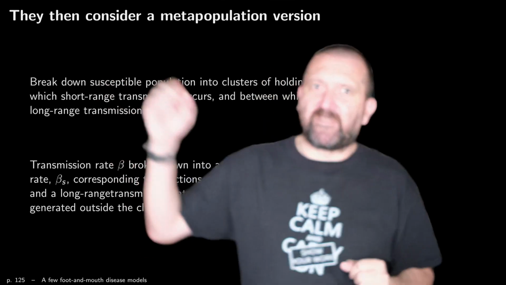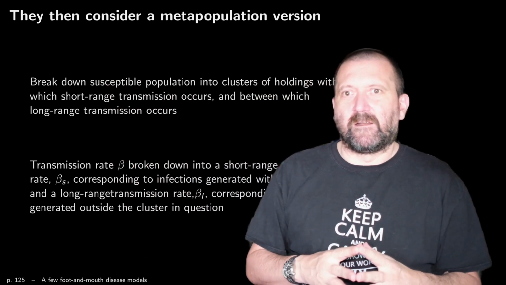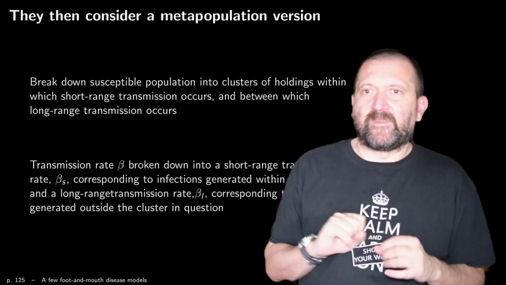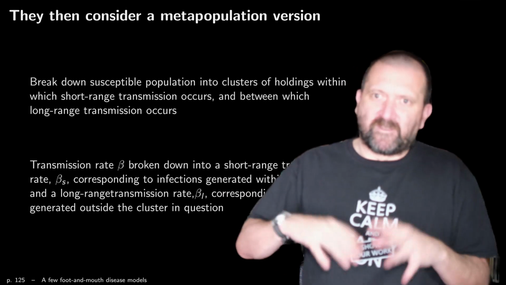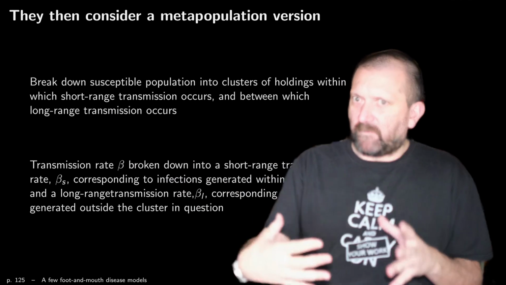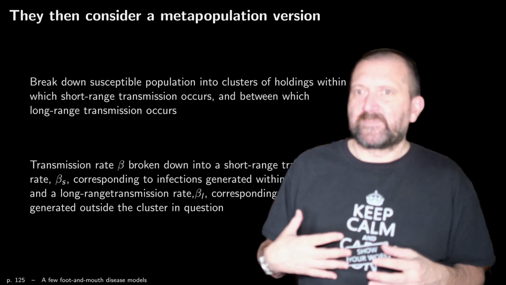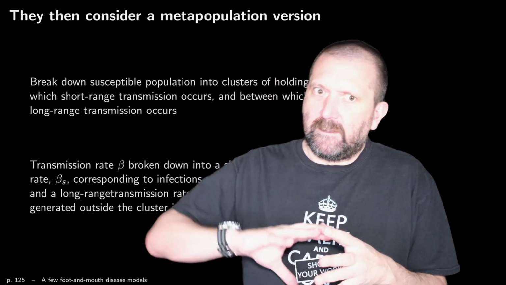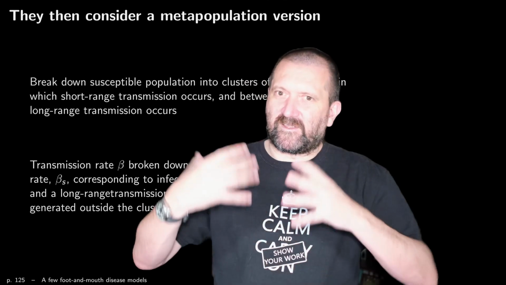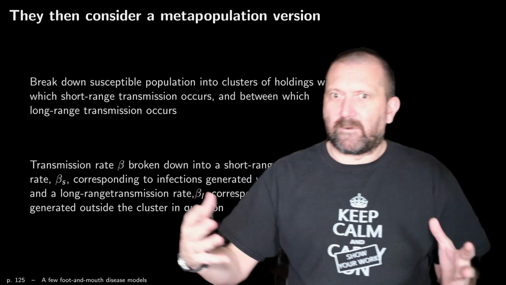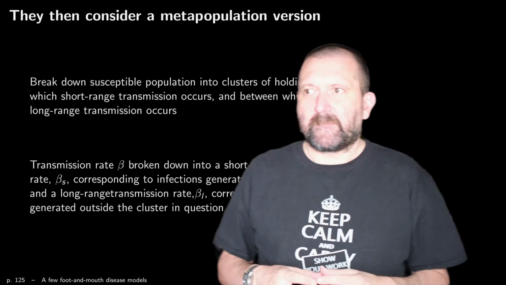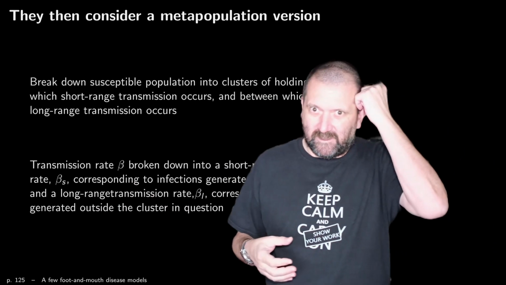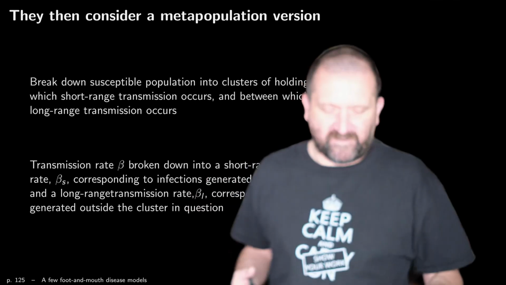They take this model and then consider a metapopulation version of the model. They look at clusters of holdings, of farms, and break the population down into subgroups where there are subgroups within which short range transmission can happen and between which long range transmission can happen. The idea is that you can then look at whether it's better to control things at the local level or try to minimize the long range spread. They have different groups depending on where you are in terms of transmission, local or global, and they study this.